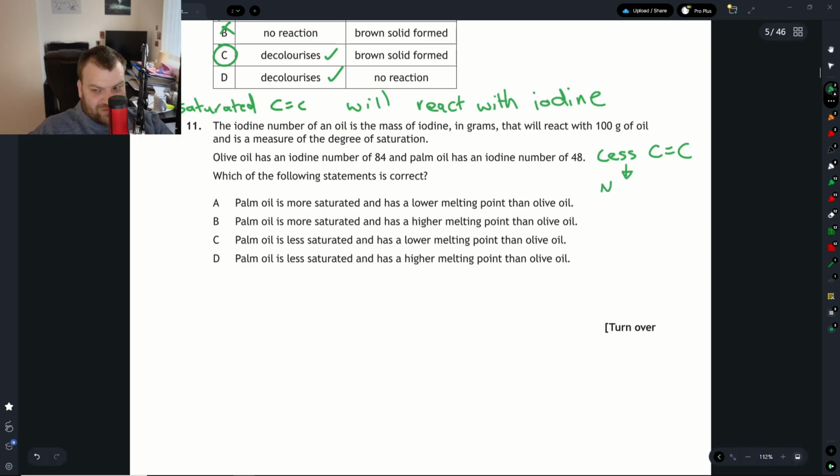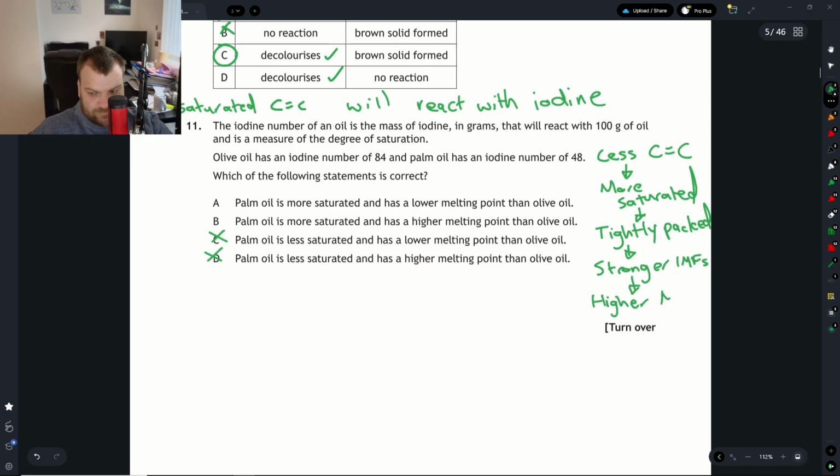This means it has to have less carbon-to-carbon double bonds because it reacts with less iodine. This means that chemical is going to be more saturated. If it's more saturated, this means that the molecules will be able to pack closer together. If they're packed more tightly together, that means they'll have stronger intermolecular forces, and this means it will have a higher melting point than the other one. That all points us to the correct answer of B.